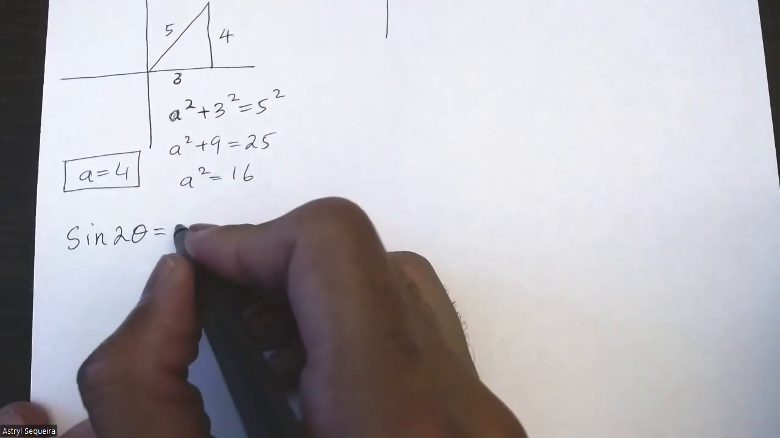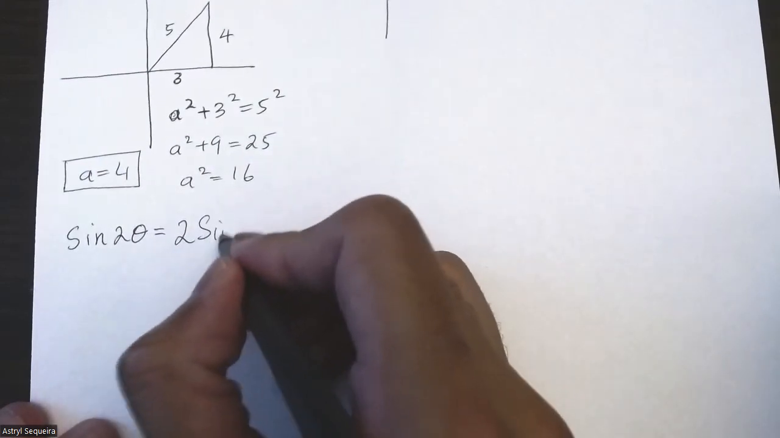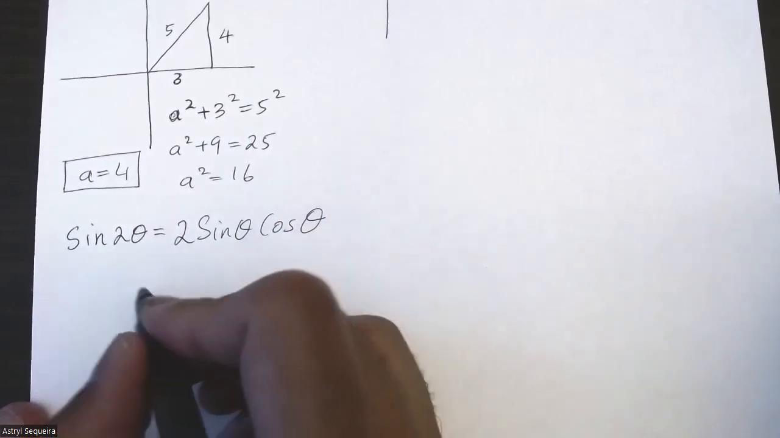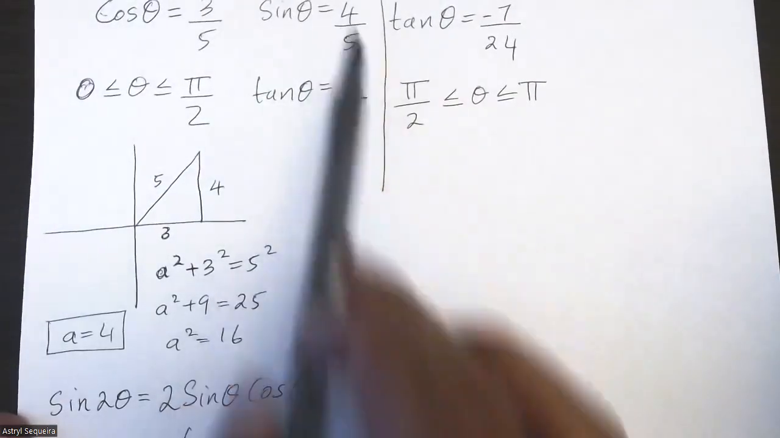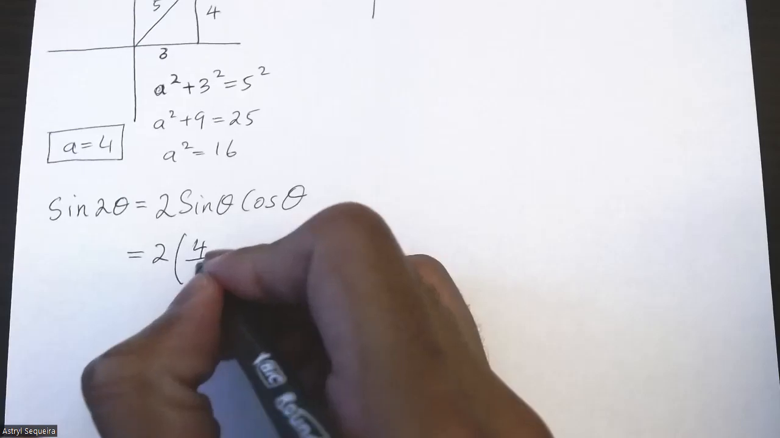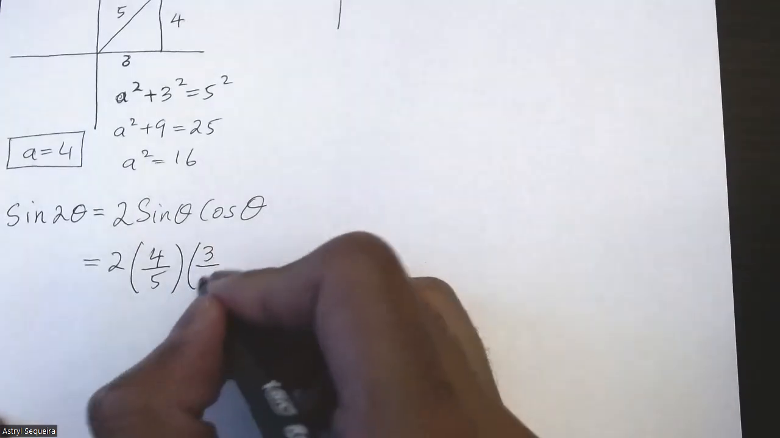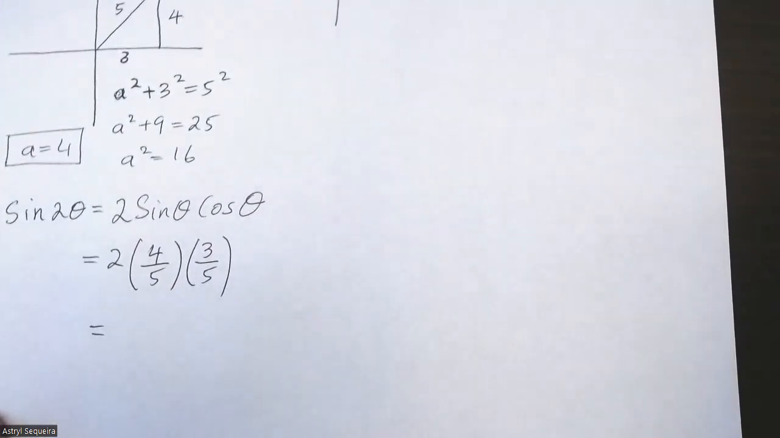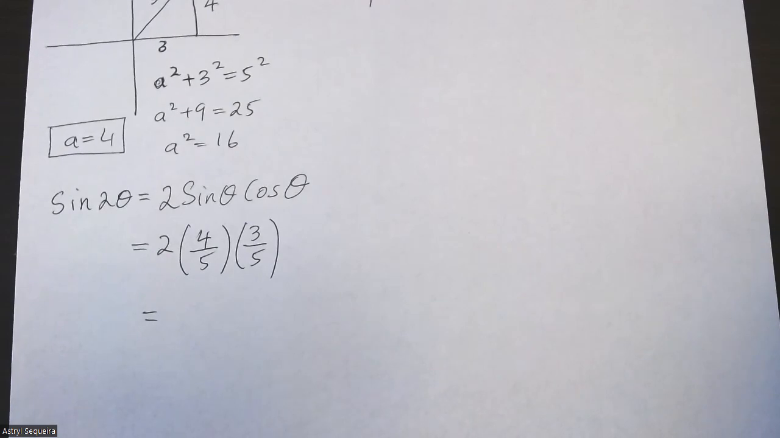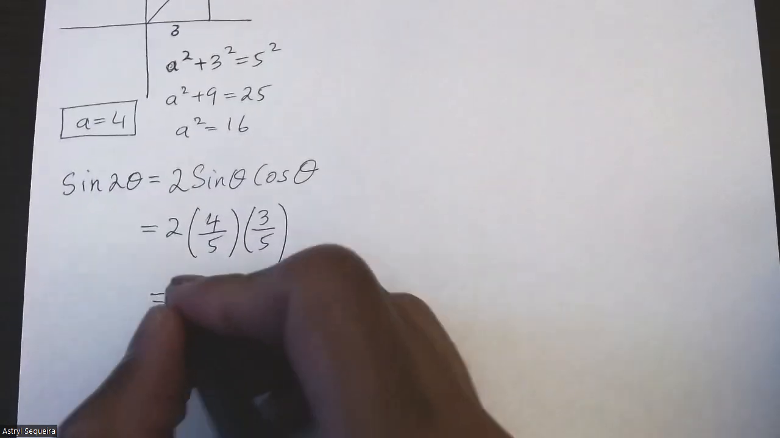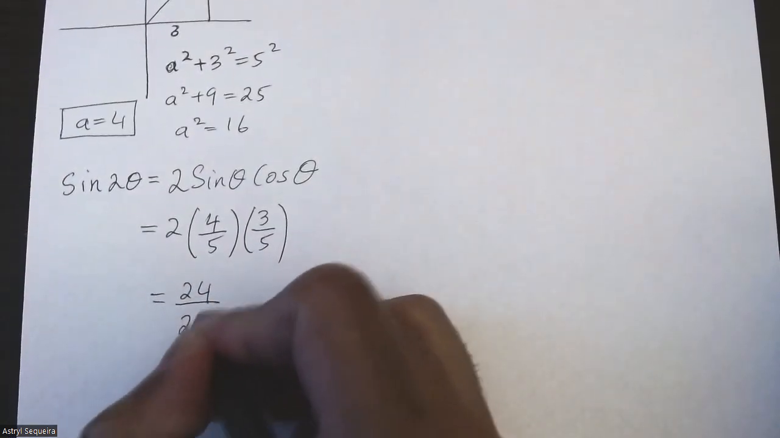We know that using our double angle formula, sine 2 theta is 2 sine theta cos theta. Sine theta is given over here as 4 over 5. That's what we found it to be. And cos theta, which was given in the question, is just 3 over 5. Then we can just do this calculation. You can do it mentally, or you can put it in your calculator as well. I'm just going to put it in my calculator so I don't make any silly mistakes. And I just get 24 over 25.